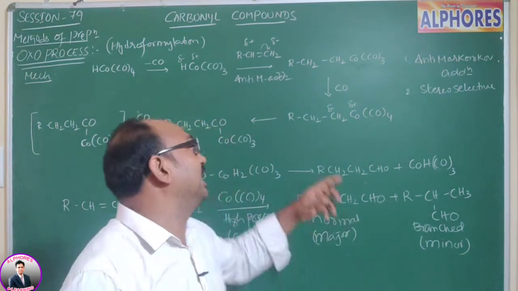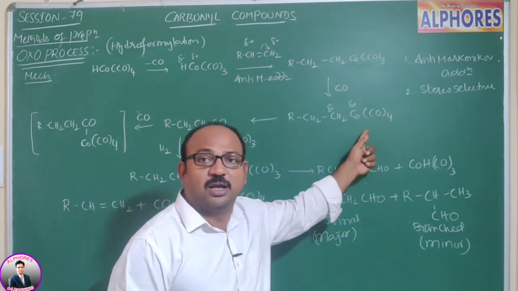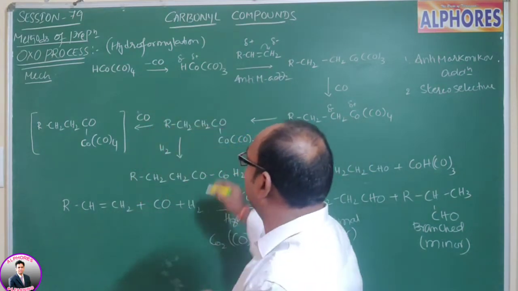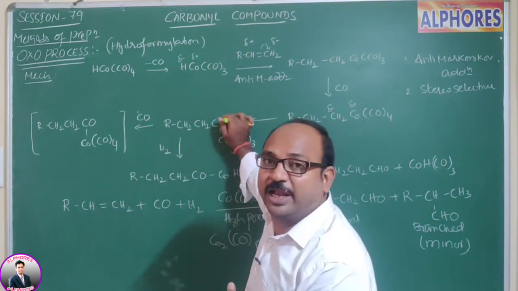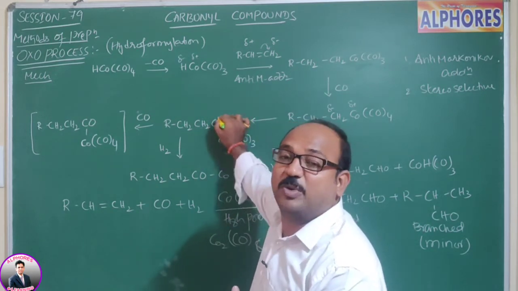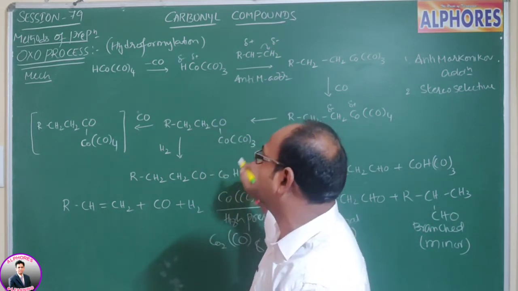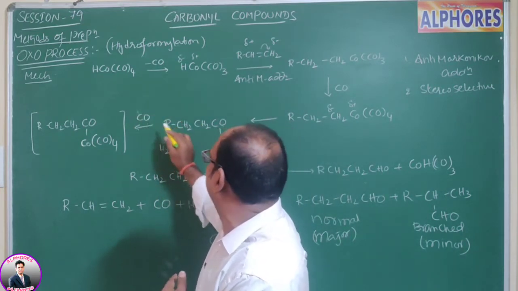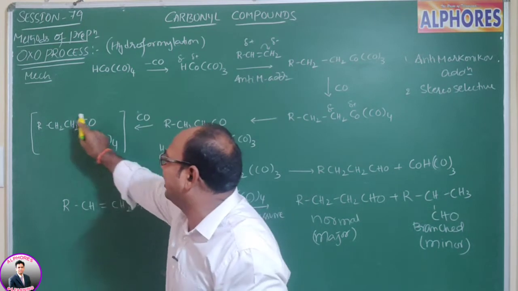Earlier, the terminal carbon is attached to cobalt. But here, the terminal carbon is attached to the carbonyl group, and that carbonyl carbon is attached to cobalt. Now from this, if decarbonylation occurs, meaning a CO molecule is taken, you get this product.